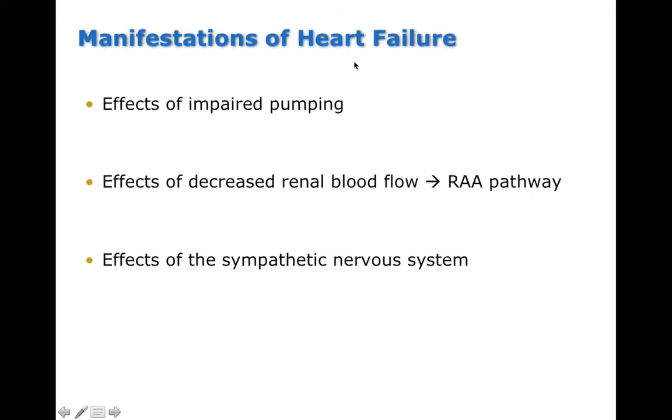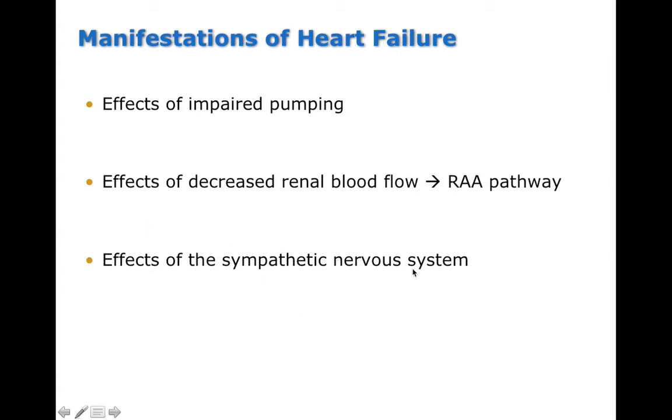So in terms of the manifestations of heart failure, ultimately they can come from the effects of impaired pumping, whether that's due to impaired filling or impaired contraction. Either way, the pump's not working properly. And so we understood how this has effects on your RAAS, the renin-angiotensin-aldosterone pathway, because if you decrease renal blood flow, it's going to cause the release of renin, which acts to increase blood pressure.